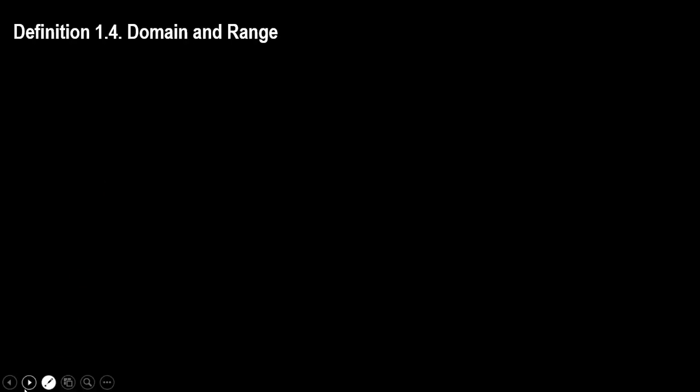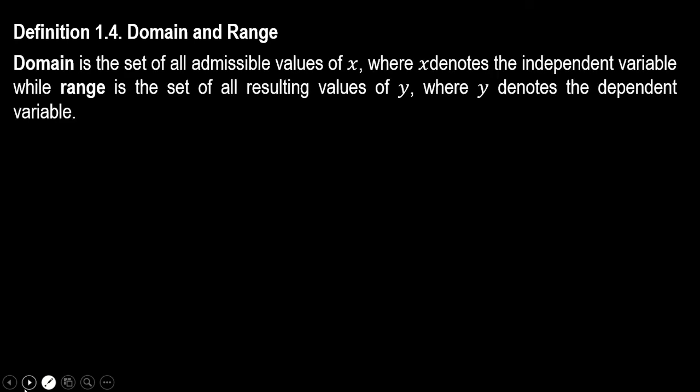Okay, so here, as our continuation, let's have the domain and the range. So the definition of the domain and the range: domain is the set of all admissible values of x, where x denotes the independent variable, while range is the set of all resulting values of y, where y denotes the dependent variable.